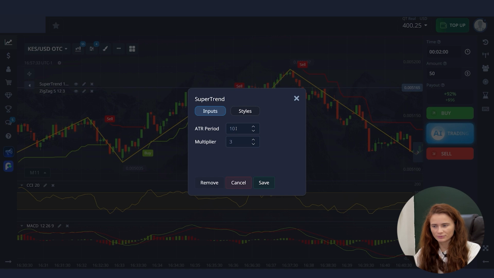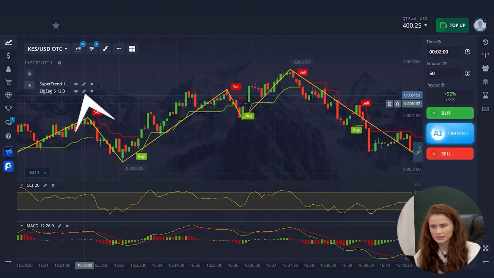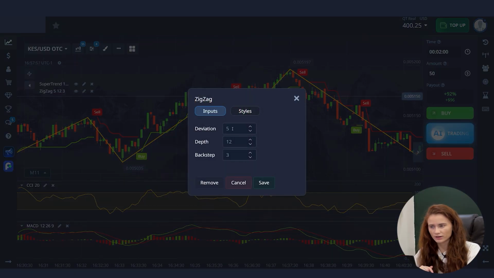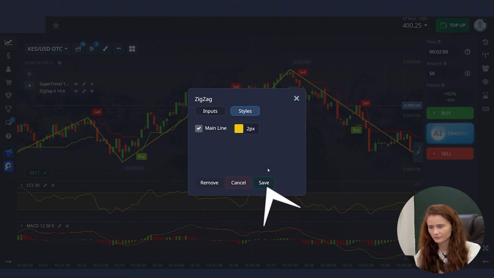For the Super Trend, the ATR period will be 12, the multiplier will be 2. In the size settings, I'll leave everything as standard, check that you have the same, guys. For the Zigzag indicator, the deviation value will be 6, depth will be increased to 14, and back step will be 4. The color of the line I will leave unchanged, it's quite well highlighted on the chart.